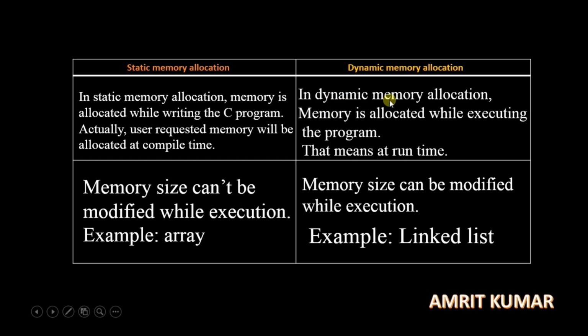In the case of dynamic memory allocation, memory is allocated while executing the program, that means at runtime. So at runtime, memory is going to be allocated dynamically, while at compile time, static memory is going to be allocated. This is the difference: at runtime, dynamic memory allocation is executed, and at compile time, we request the compiler to allocate such kind of memory, and that is known as static memory allocation. Allocating memory during the execution of the program at runtime is known as dynamic memory allocation.